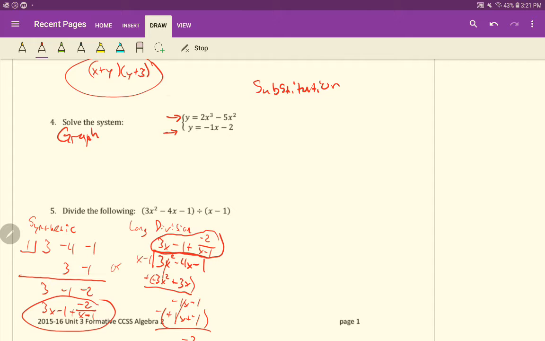The reason is because both of these equations are equal to y. Since they're both equal to y, then where I have y equals 2x to the third minus 5x squared, this y right here is the same as this y right here. It's all a system. So this negative 1x minus 2 can replace that y in the equation.